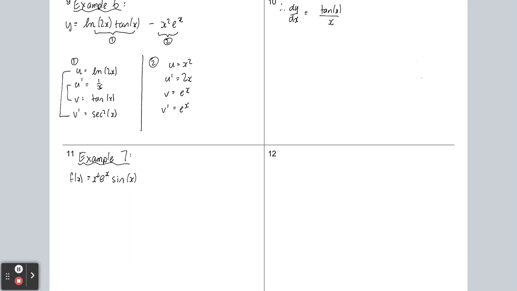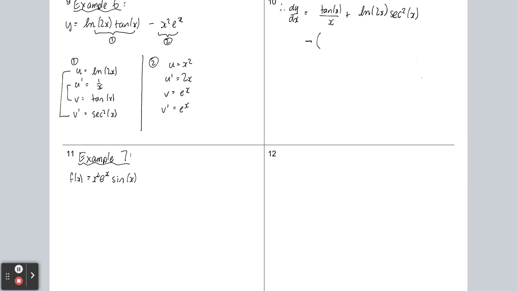And we're going to add to that uv dash. So that's going to be ln of 2x multiplied by sec squared of x, like so. So that's that part done, minus, and now I need to do the rest of it.